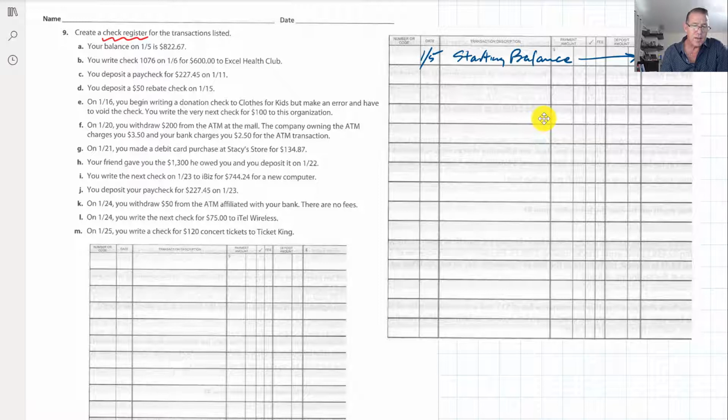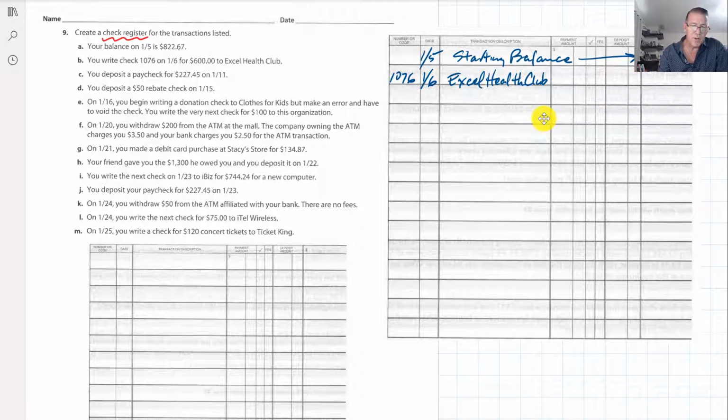All right, write a check. Okay, every check has a check number, and that goes in your first column. So part B here, you write a check, okay, which is number 1076. It's on the 6th, so January 6th. All right, and you write it to Excel Health Club. That's your description here. Excel Health Club. All right, and you write it for $600.